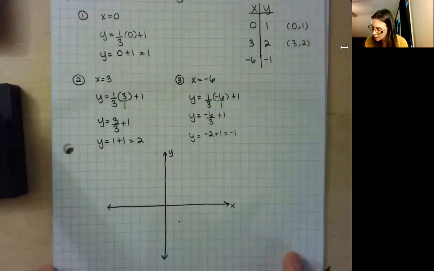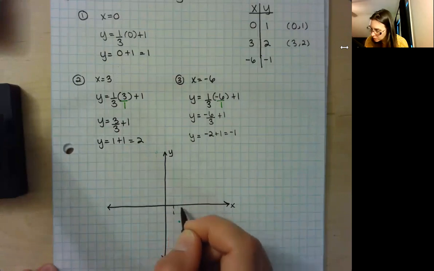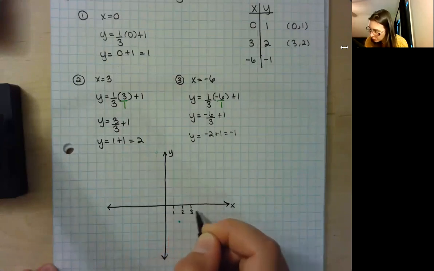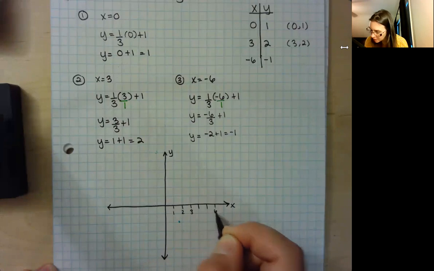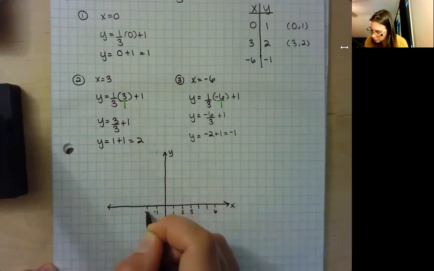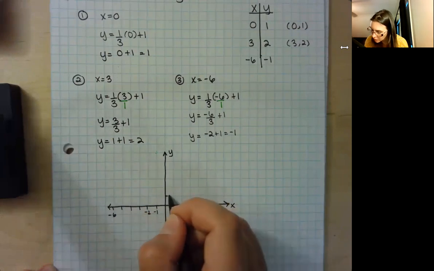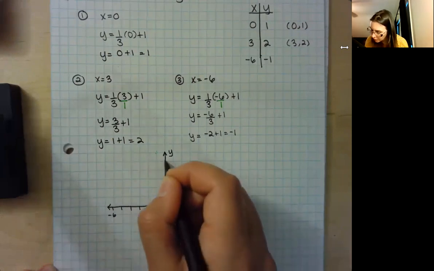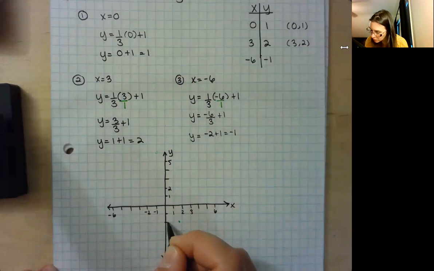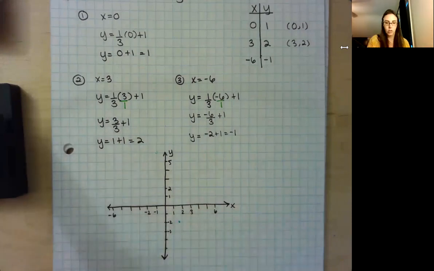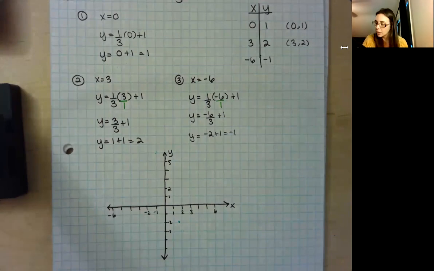So I have 1, 2, 3, 4, 5, 6, -1, -2, 3, 4, 5, 6. 1, 2, 3, 4, 5. -1, -2, -3, -4, -5. So just putting a few points in there to show my scaling. And I'm going to start graphing.